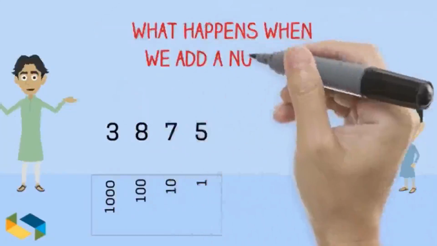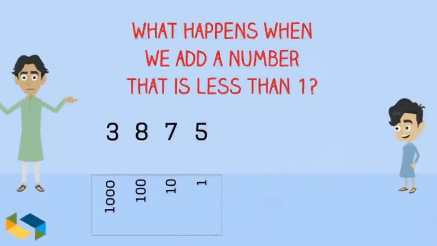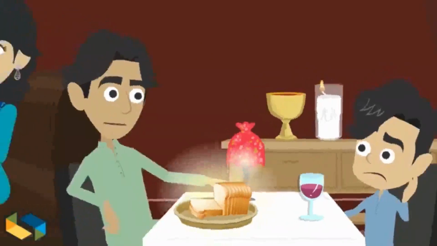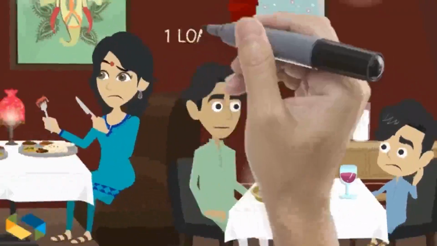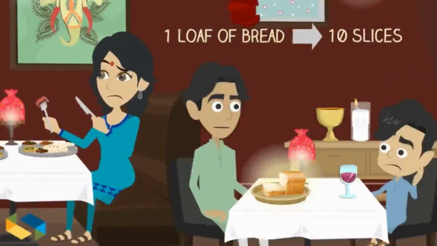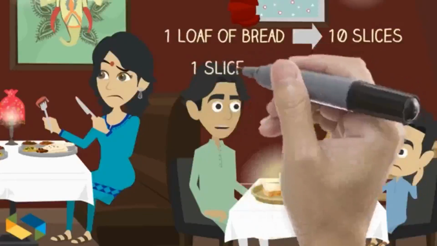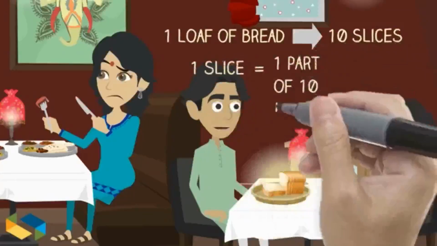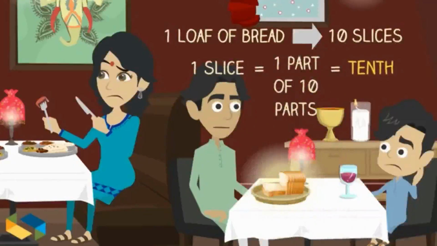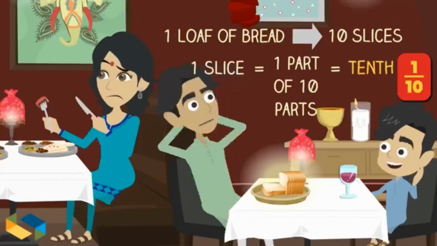But what if we have to add a number that is less than 1? Which of these place values will be affected? But what can be less than 1, Dad? Take this bread for example. It was earlier one whole loaf of wheat bread before we made 10 slices of it. So one of these slices here is nothing but one part out of 10 parts of the loaf. In other words, a tenth of the bread, written as 1 upon 10. Simple.